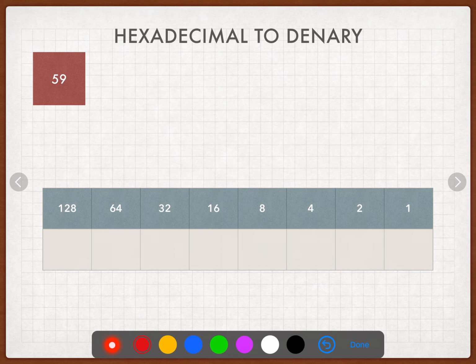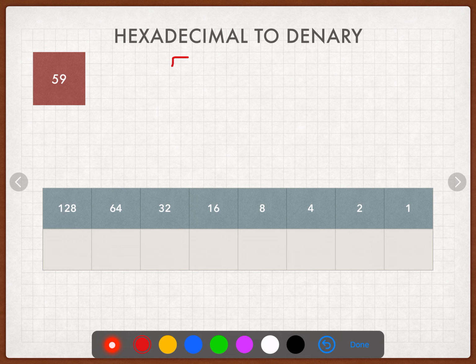The next thing that we need to learn is how to convert a number from hexadecimal into denary. The first thing we're going to do with 59, I'm not saying it as 59 because I've not got 5 lots of 10 and 9 lots of units. I've actually got 5 lots of 16 and 9 lots of units. So the number at the top we're referring to as 59.